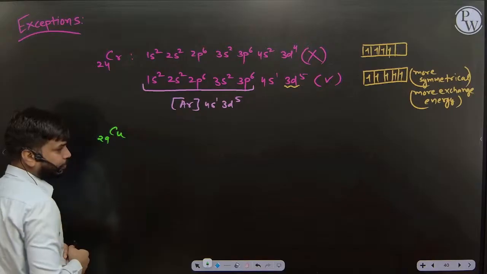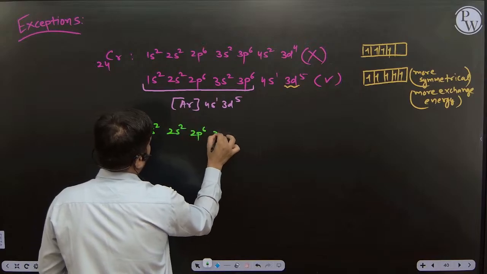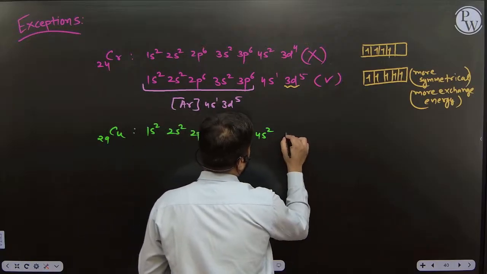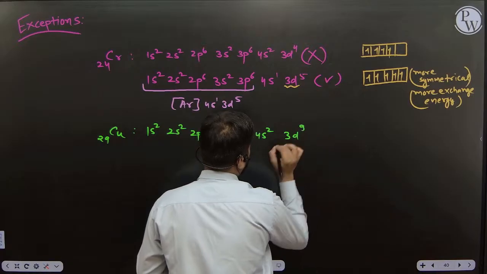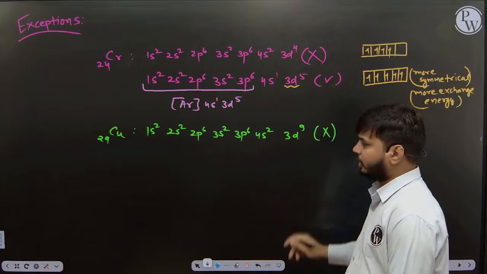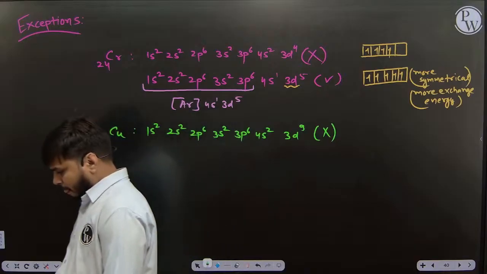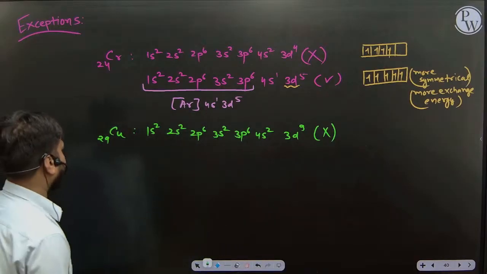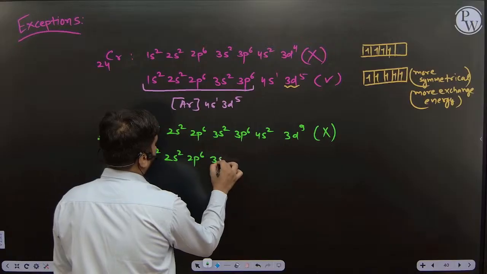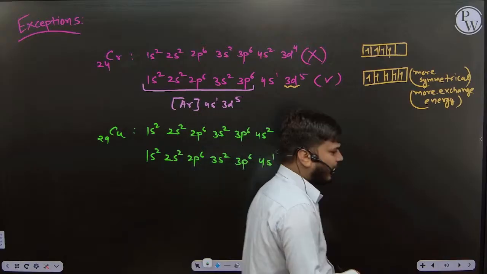So copper 29. For copper, we are having 1s2, 2s2, 2p6, 3s2, 3p6, 4s2, 3d9. This should be the electronic configuration, but in actuality, this is not correct. This is wrong. Okay? And if it is wrong, then which one is the correct? We are going to see. So 1s2, 2s2, 2p6, 3s2, 3p6, 4s1, 3d10. This one is considered as more correct.